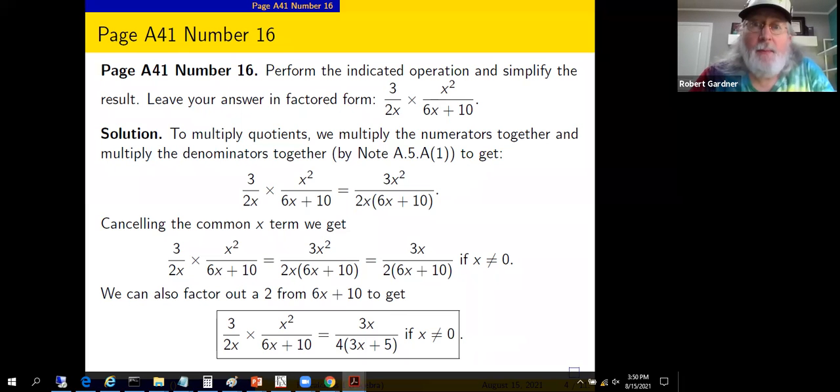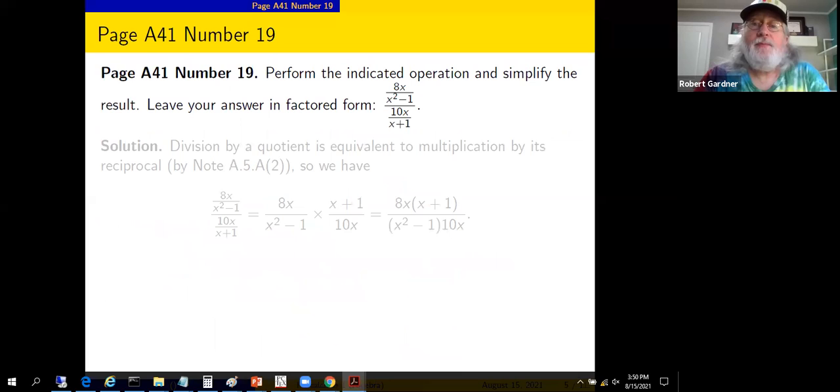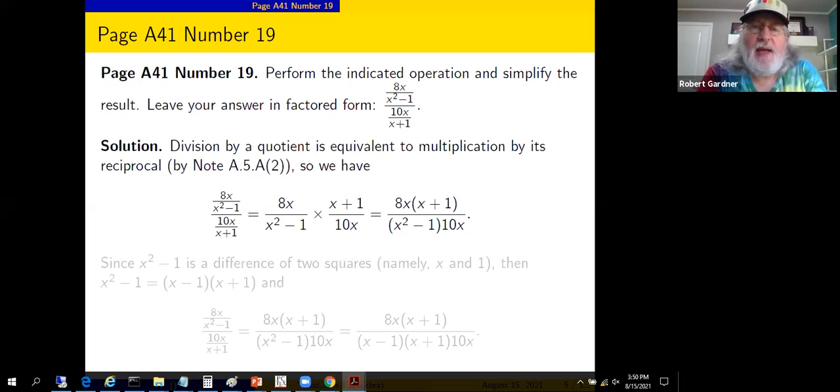Let's do another one, but this time we're dealing with compound fractions. All right, perform the indicated operation and simplify the result and do the factoring like we just did. Okay, well, multiplication won't be too bad. Dividing by a quotient is equivalent to multiplication by its reciprocal, invert and multiply. Maybe is the verbiage you use.